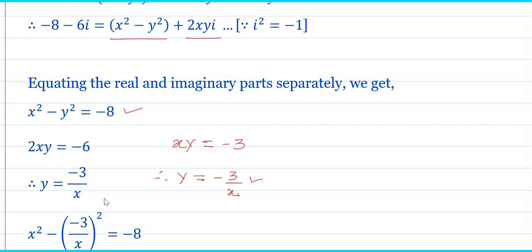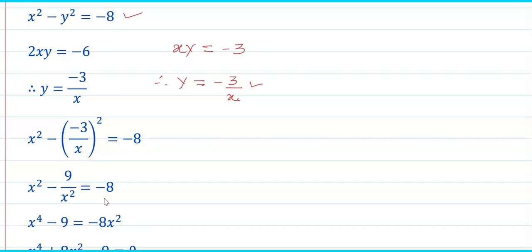This is the first one. Substitute the value of this y in the above equation, which is x square minus y square is equals to minus 8. In this equation we will put its value. Therefore x square minus (minus 3 upon x) whole square is equals to minus 8. Okay, now what will its square be? 9 upon x square. x square minus 9 upon x square is equals to minus 8.